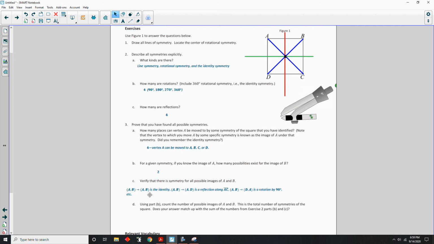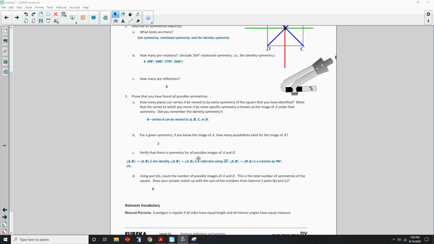D, using part B, count the number of possible images of A and B. This is the total number of symmetries of the square. Does your answer match up with the sum of the numbers from exercise 2, parts B and C? So the answer to that is 8. In part B we had 4, and in part C we had 4, totaling 8. 4 rotations, 4 reflections, totaling 8.